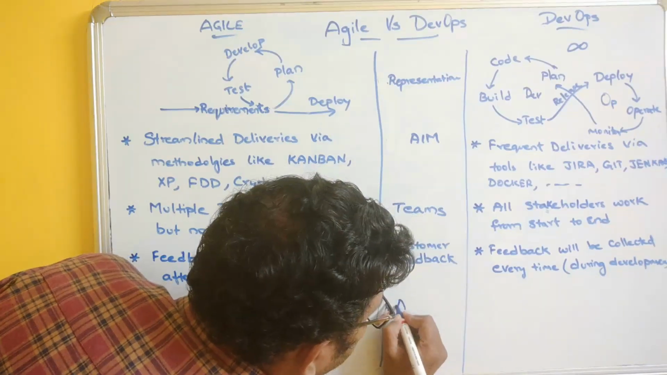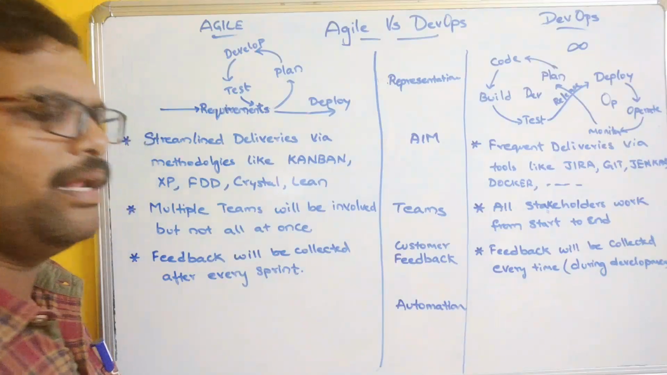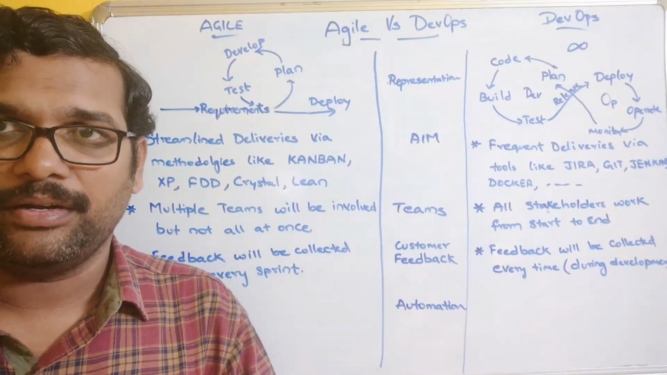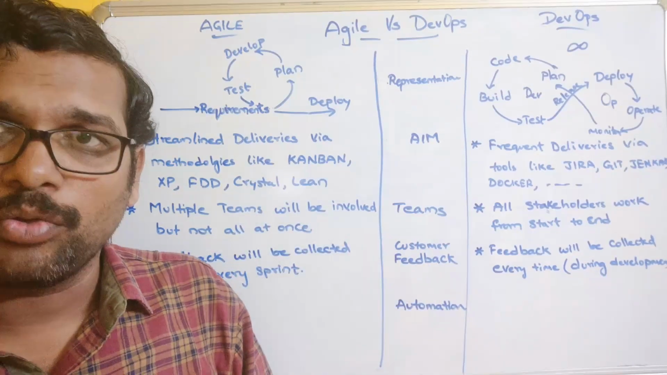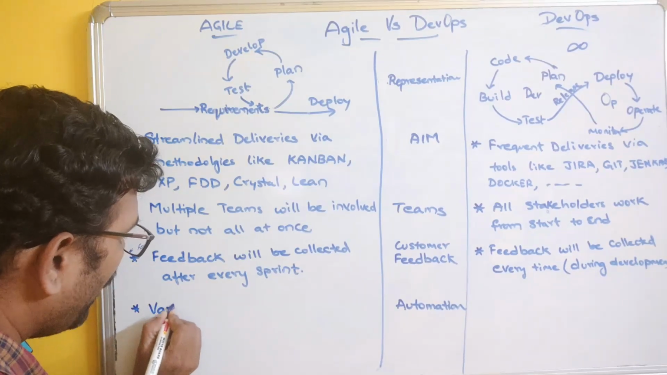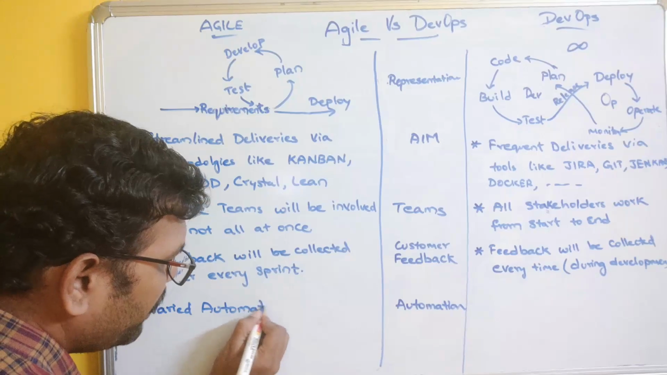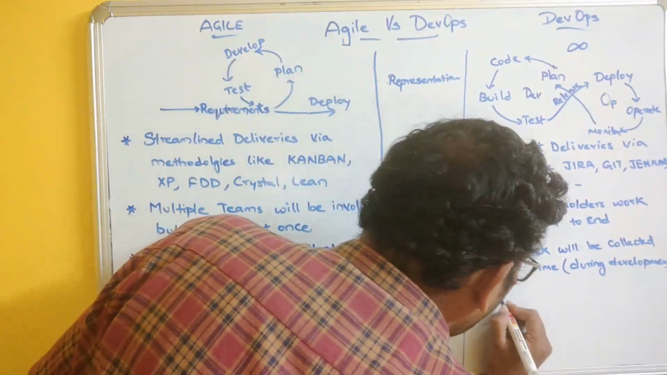Next, automation. We know that automation means the product will be delivered using some tools. So instead of doing things manually, we are doing automation. And here it is a varied automation. That means not the complete process will depend on this automation, but here it is highly automated.